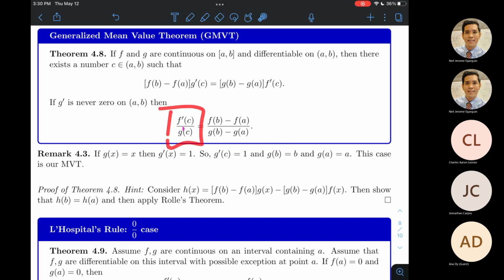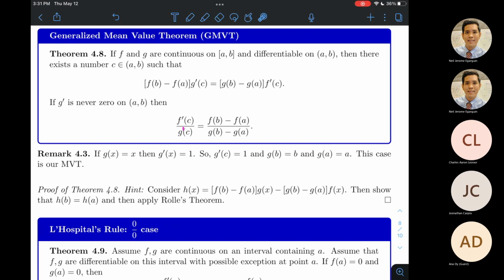Na yung ratio between the instantaneous rates of change at a specific number c on the open interval AB ay equal lamang sa relative change between the f and g values on the respective endpoints, or from endpoint to endpoint. Okay. Now, bakit siya generalized mean value theorem? Hindi lamang dahil nag-consider tayo ng dalawang functions, so mas malaki yung scope ng GMVT, pero ang isa pang dahilan ay yung mean value theorem ay isa lamang specific case ng GMVT.